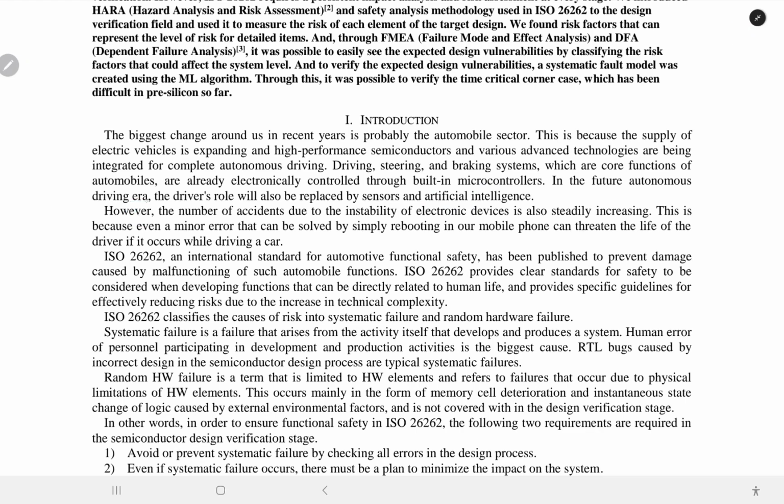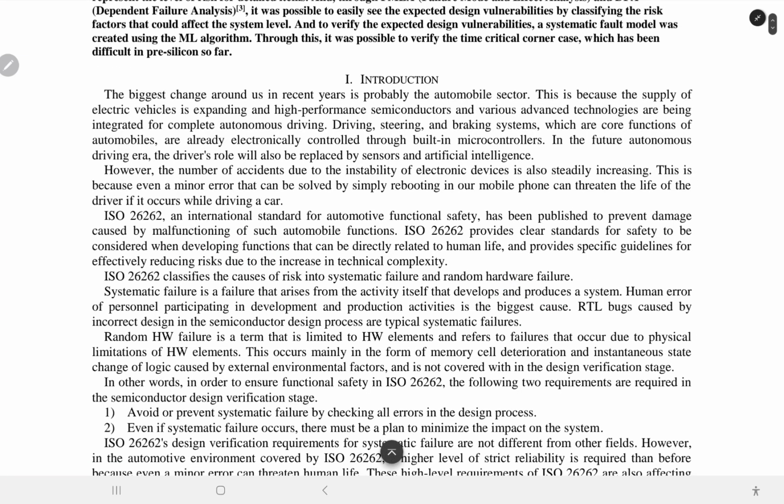However, the number of accidents due to the instability of electronic devices is also steadily increasing. This is because even a minor error that can be solved by a simple rebooting on our mobile phone can threaten the life of the driver if it occurs while driving a car.